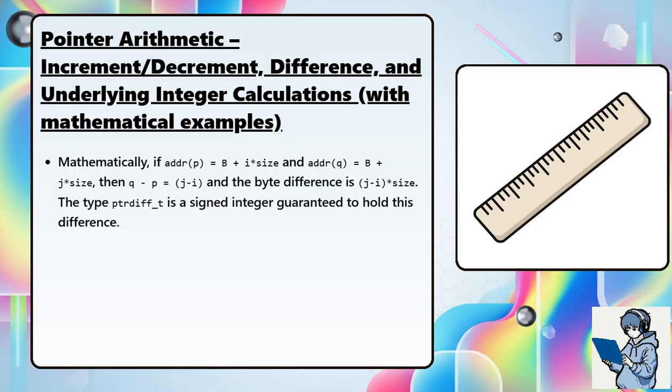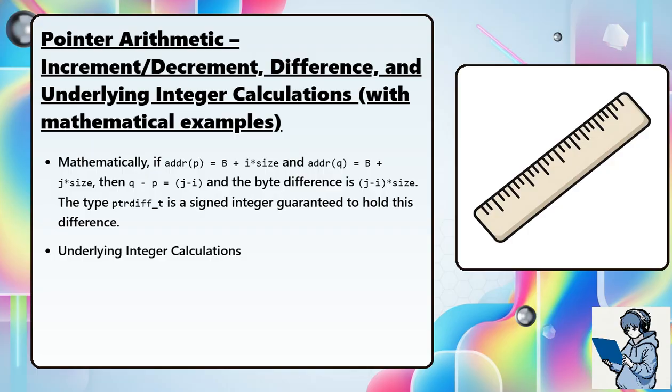Mathematically, if the address of p equals b plus i times size and the address of q equals b plus j times size, then q minus p equals (j minus i), and the byte difference is (j minus i) times size. The type ptrdiff_t is a signed integer guaranteed to hold this difference.